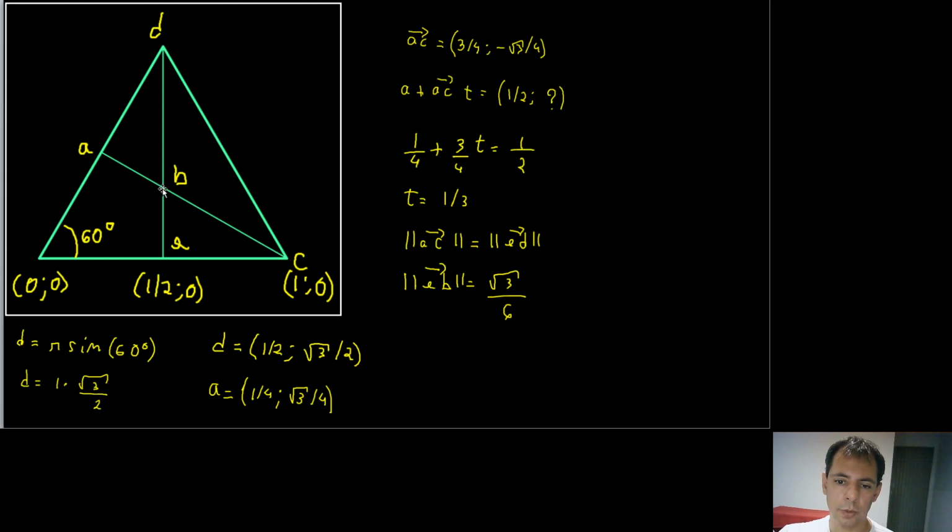So now I know that this distance in here is 1/3 of this entire distance. This entire distance is square root of 3 divided by 2. So square root of 3 divided by 2 divided by 3, square root of 3 divided by 6, and that's the value of b here.